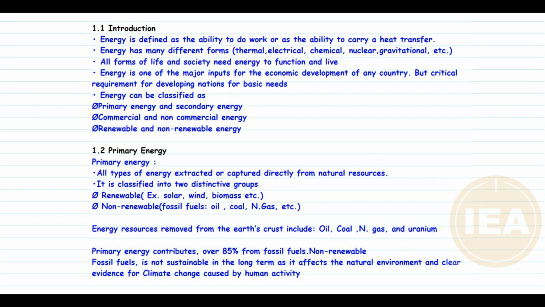Whenever coal is taken out from the earth's crust, either by open cast mining or by underground mining, then when coal is taken out, the place is abandoned, and it causes pollution and clear evidence of climate change caused by human activity. So whenever pollution is there, climate may change.